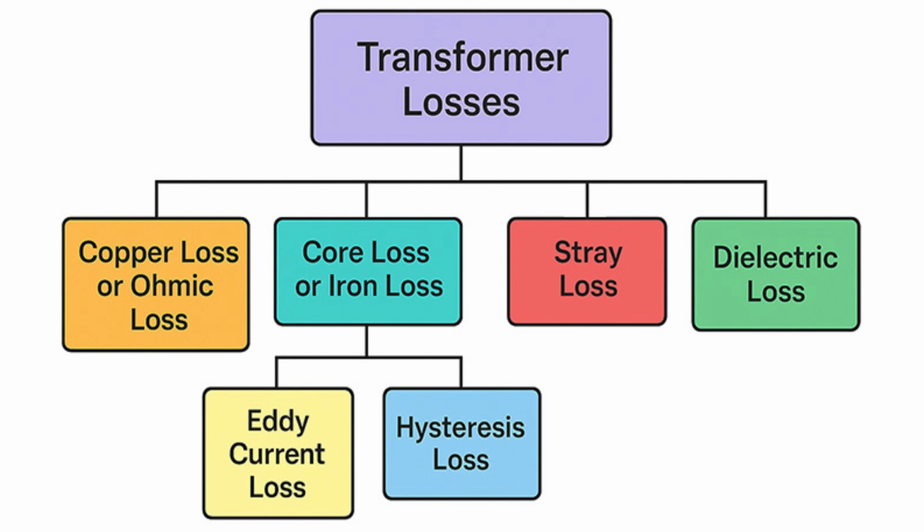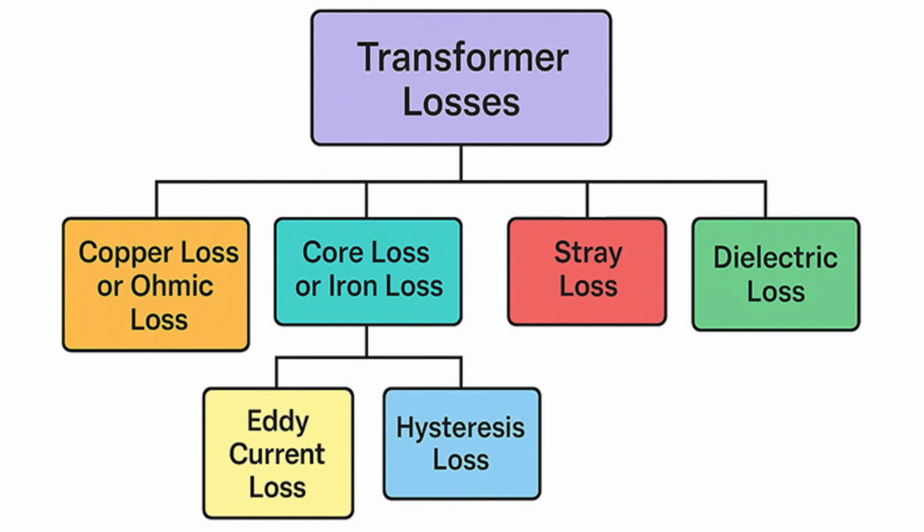Let's summarize what we learned today. Core or no-load losses consist of eddy current loss and hysteresis loss, and they remain almost constant. Load losses include copper loss and stray loss, and they increase with load current. Core losses depend on frequency and flux density, while copper losses depend on the square of current.